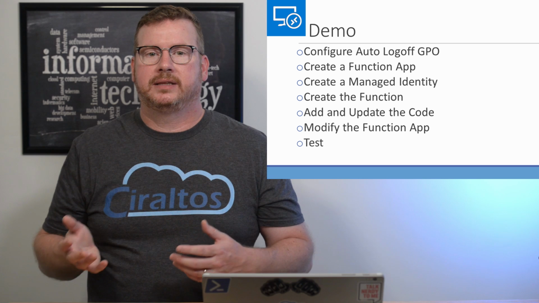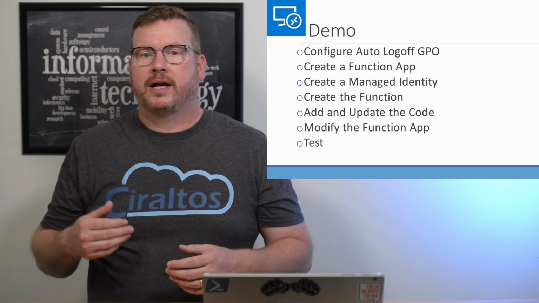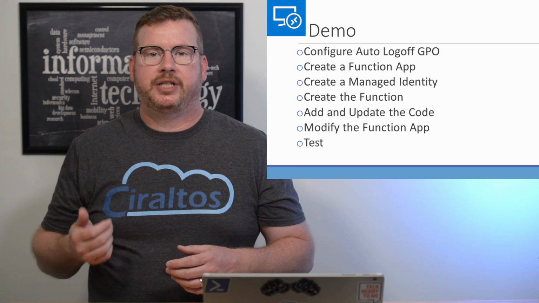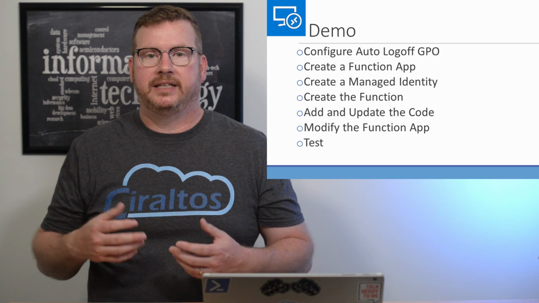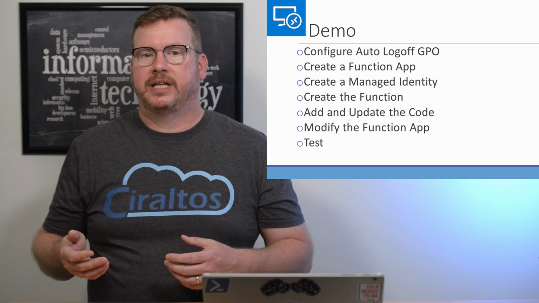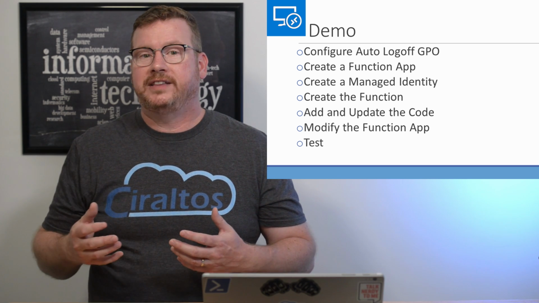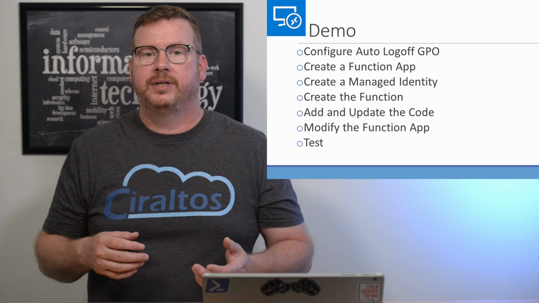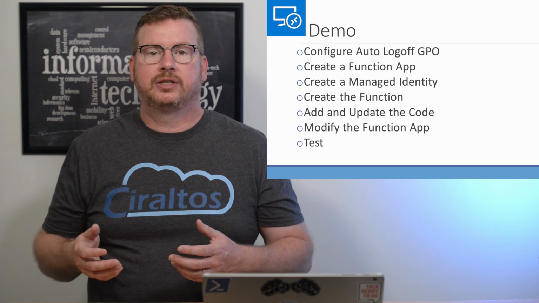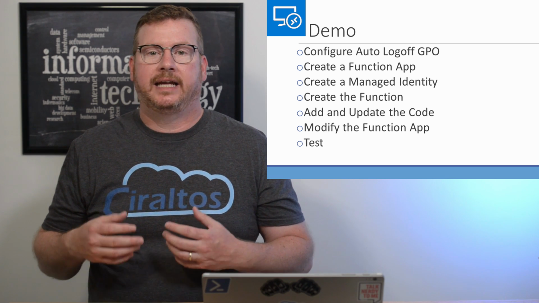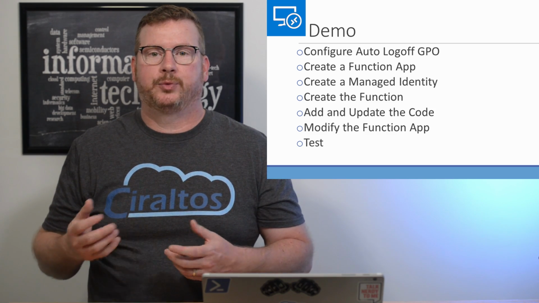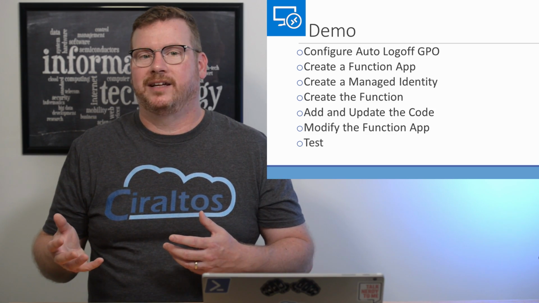Enough with the PowerPoint, let's move on and set this up. We're going to walk through the following. Setting up the GPO to log users off, creating the function app, create a managed identity from the function app, and give it rights to start and stop servers, create the function and add and update the code, modify the function app. This includes disabling the function app, enabling verbose logging, and changing the run interval. And of course, we test along the way.